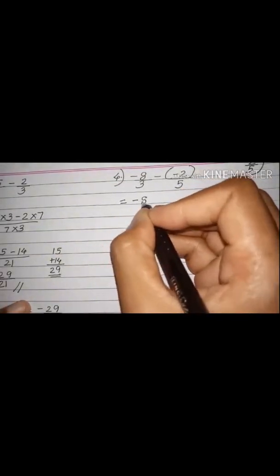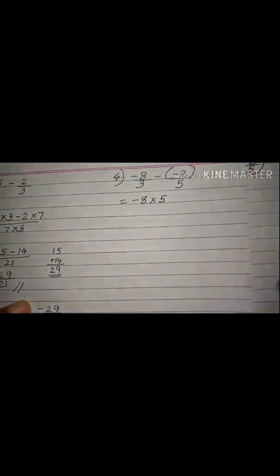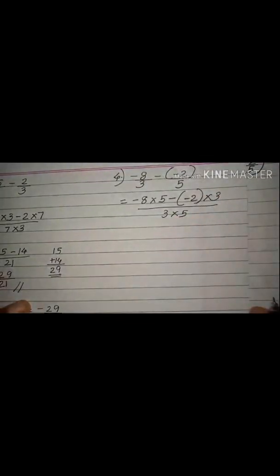3 and 5, no relation, cross multiplication. So minus 8 into 5, one minus sign is there, another minus sign inside the bracket, copy it as it is, into 3. Denominator 3 into 5. Be very careful, children, when you are copying the negative numbers, otherwise the whole problem will be wrong.